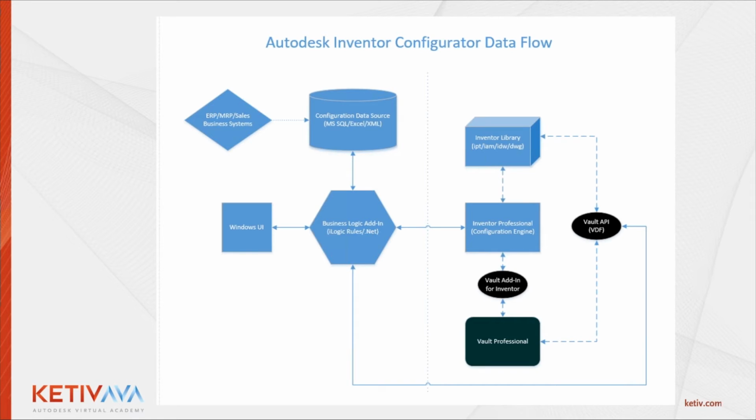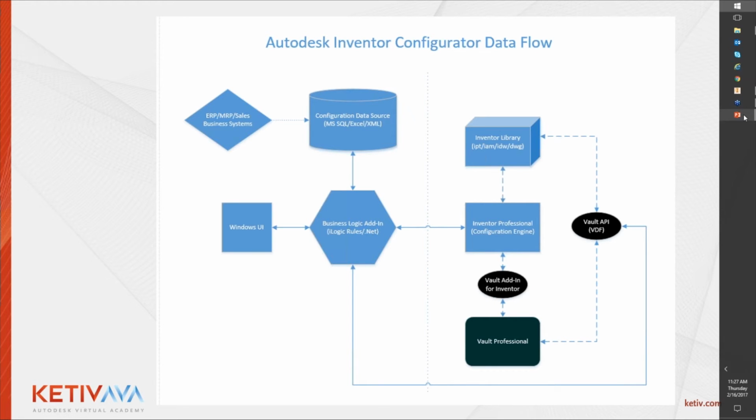And then finally, now that we have this configuration, we want to preserve it. We want to put it in Vault. So there are methods out there that we can take information using either the Vault add-in for Inventor and then push information into Vault, or we could leverage the Vault API or the Vault data for the VDF in order to create API calls to do the same thing. So we can even extend it even further than that if we want to talk about in terms of Vault. Okay.